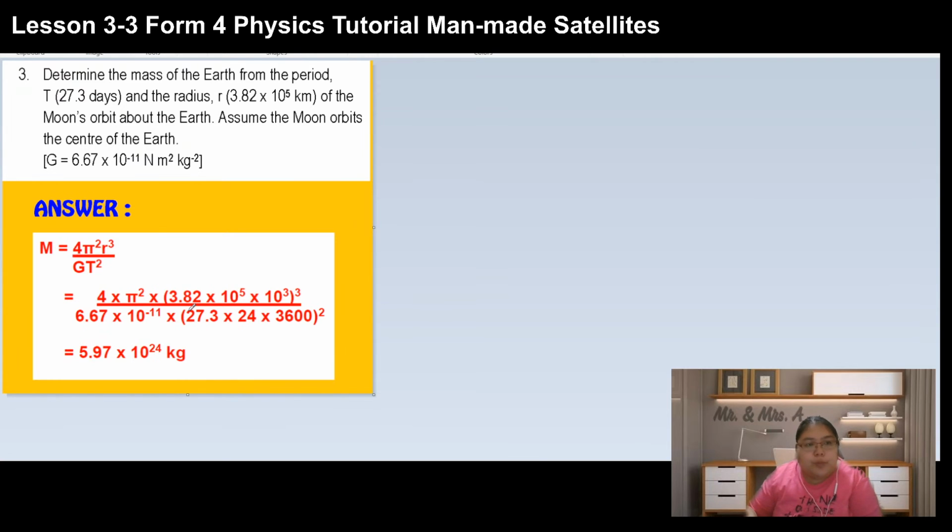Okay, 27.3 days times 24 times 3600. After that you need to square. So we press the calculator again, check whether it is correct or not. 27.3 times 24 times 3600, squared. Oh yeah, just now I forgot to square the time. So remember the time needs to be squared.